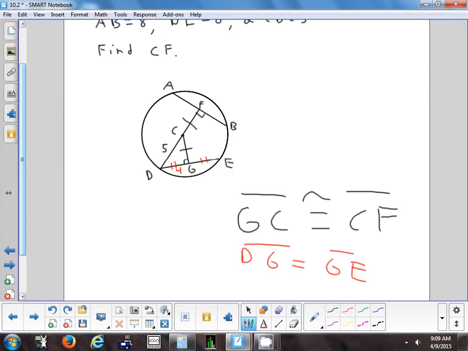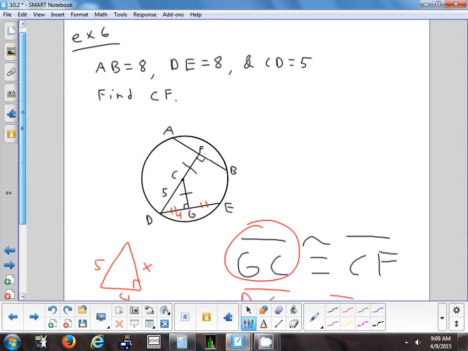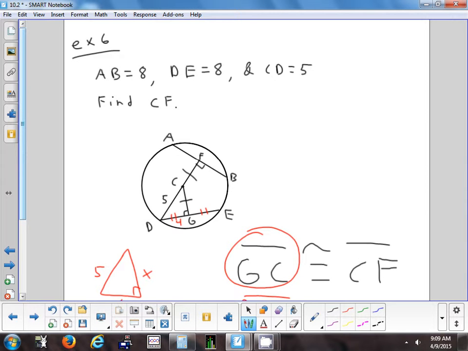Now look at this triangle in that circle. Let me draw it down here. This is 4. This is 5. How can you get the third side of a triangle? Use the Pythagorean Theorem. X squared plus 4 squared equals 5 squared. I'm going to find GC. I'm finding this. That's not what they want, but that's okay. If I find GC, it's congruent to what they want. So once I find GC, I'm good.